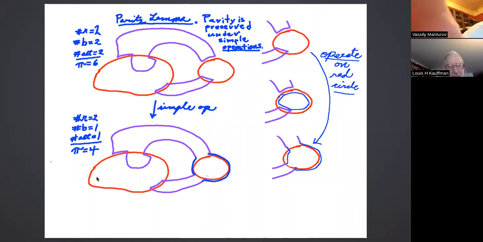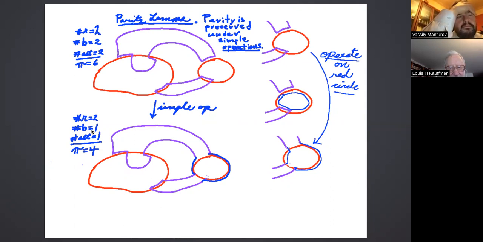Yep. So there's one alternator, one blue, one red, and the number of loops went down from 6 to 4. The parity is preserved. If it's even, it's even. If it's odd, it's odd. You may find it interesting to prove that for yourself. I'm not making proofs at this point. So that's the parity lemma.